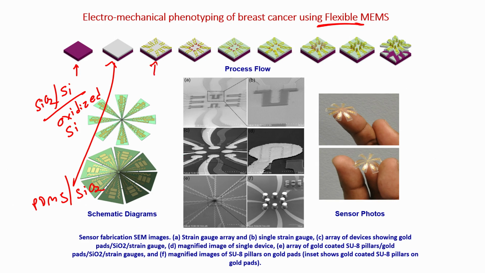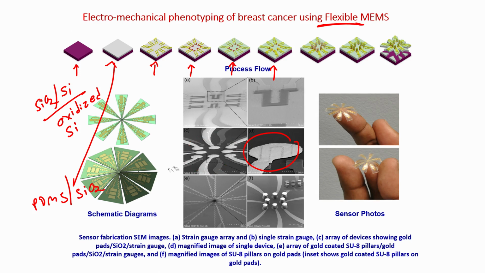Then the next step is designing a contact pad for the strain gauge. Next step would be to fabricate the strain gauge. Next step would be to deposit an insulating material on the strain gauge. Next step would be to create a gold pad. You see here gold pads, these are multiple gold pads, 8 in number, because we have 8 sensors, 8 strain gauges. Now, we have 8 gold pads. How can you fabricate this gold pad? Using photolithography.